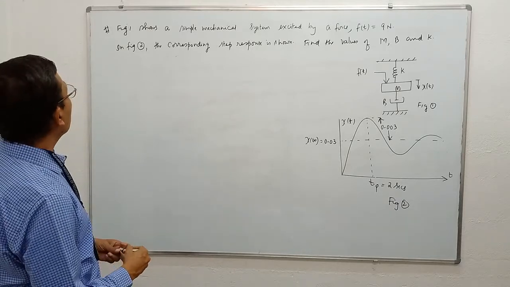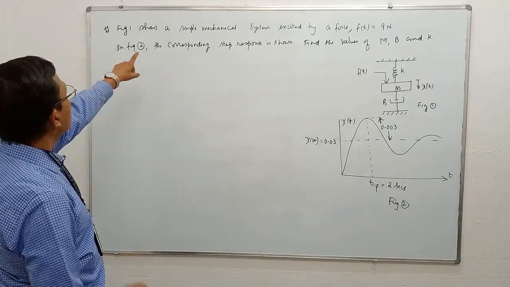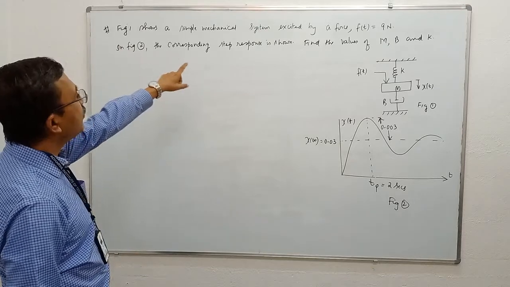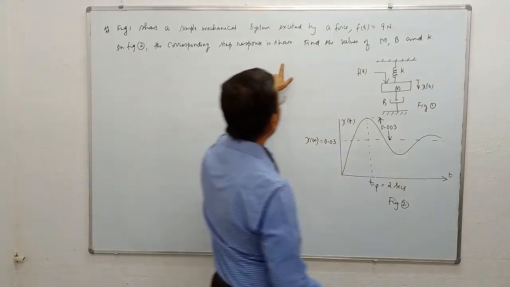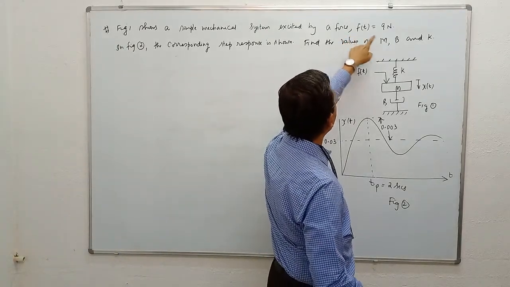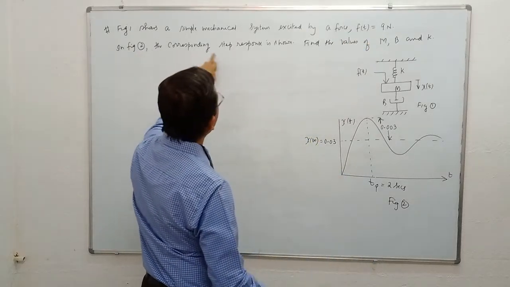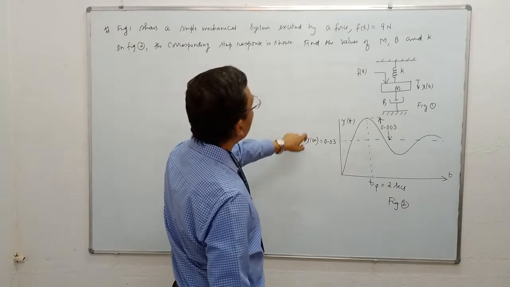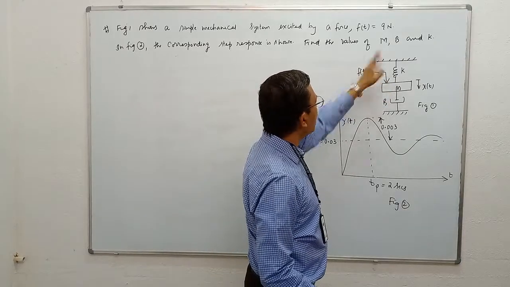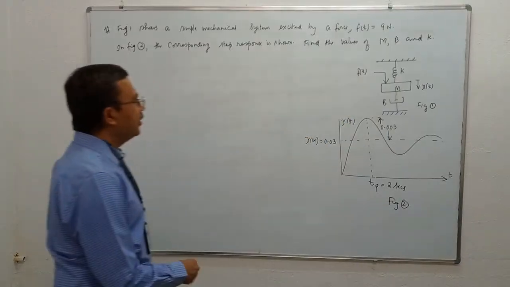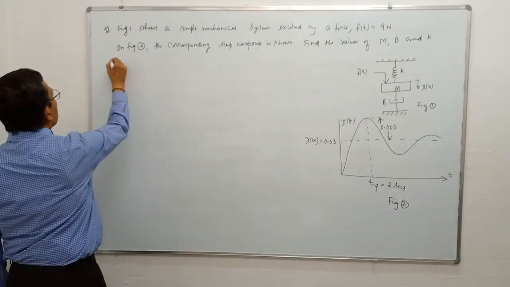So let me read the problem once. Figure 1 shows a simple mechanical system excited by force F of t is equal to 9 newtons. In figure 2, the corresponding step response is shown. Find the values of M, B and K. Slightly tricky problem. Solution.